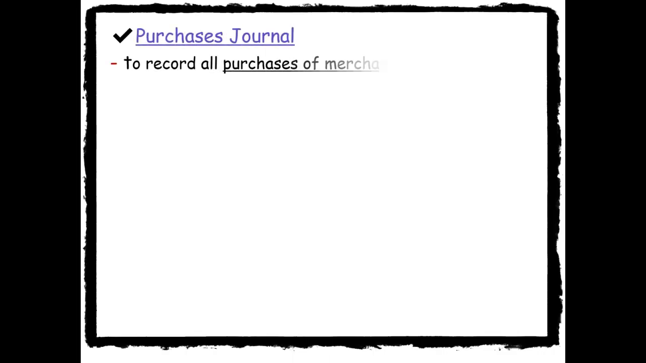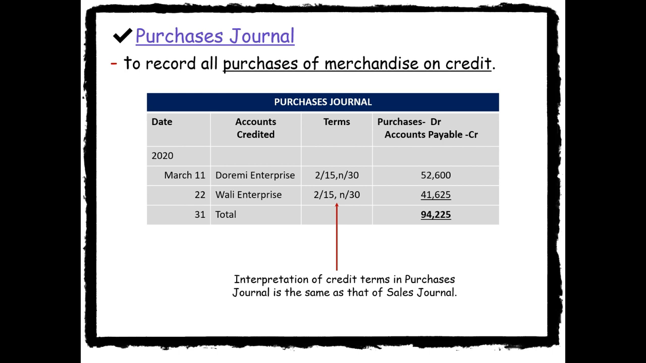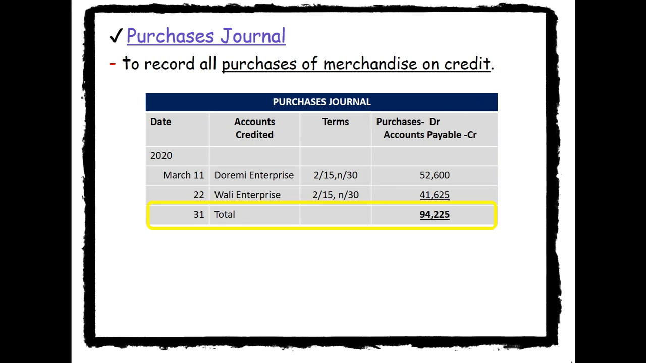Next, let's look at purchases journal. We use purchases journal to record all purchases of merchandise on credit. This is the format of purchases journal. Similar to sales journal, we record the date of transaction in the first column. Then, we would write the name of creditors in the second column, which is the account credited column. Similar to sales journal, for the third column, we record the given credit terms to our creditors. The last column is to record the corresponding amount of the transaction. And lastly, we would sum up the amount of transactions at the end of the month.